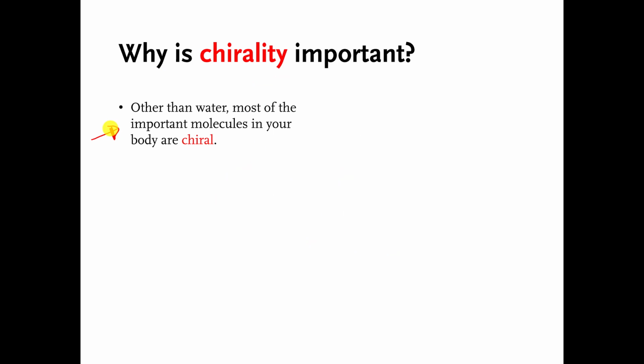The other reason why it's important is that other than water, you and I are mostly made of water molecules. The most important molecules in your body are organic molecules that are chiral. In other words, the organic molecules in your body come either in left-handed forms or right-handed forms, but usually not both. And that's really weird, and I'm going to explain why that's weird and important.